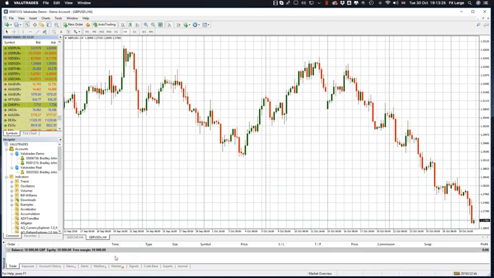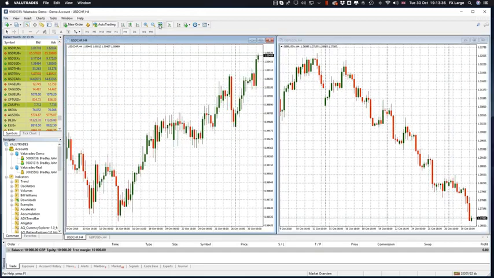Okay, down below, we can see that we have two charts open. We have dollar Swiss and we have pound dollar. If I want to see both of them at the same time, I can simply click on a tile button and we can now see both at the same time. So let's just work with one for now.